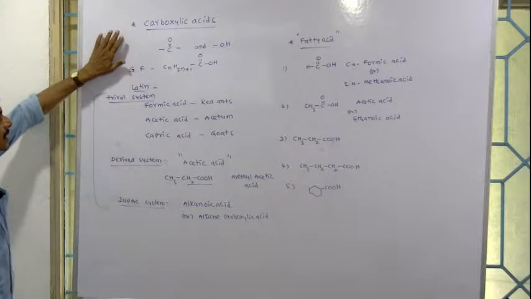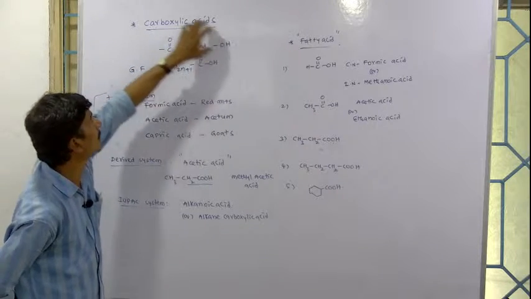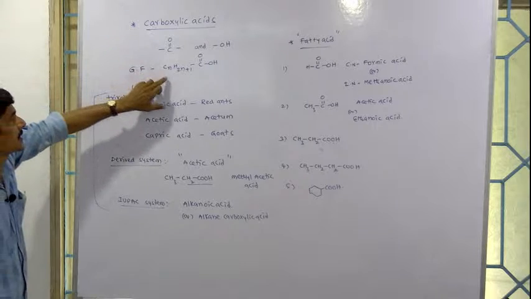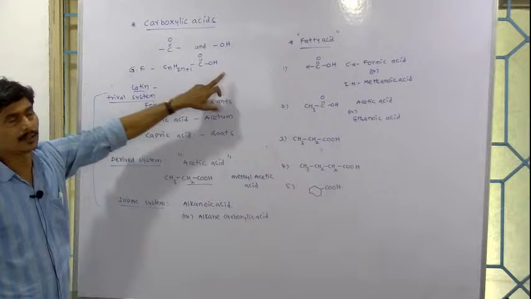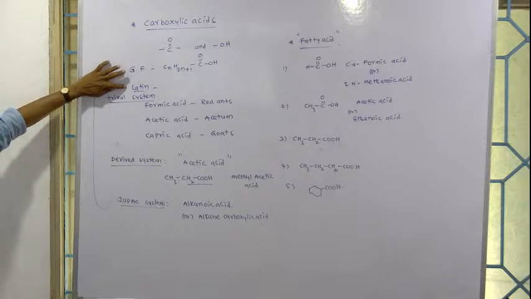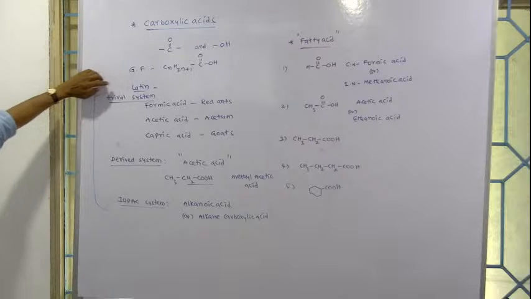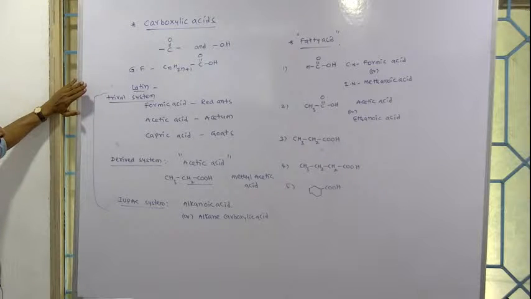So come to carboxylic acid, the compounds which contain the carbonyl and hydroxy function group are known as the carboxylic acid. General formula is CnH2n plus 1 COOH. In the olden days, they are named by using Latin names. That is what we can call as a tribal system. Formic acid obtained from the red ants, acetic acid from acetum, capric acid from goats.